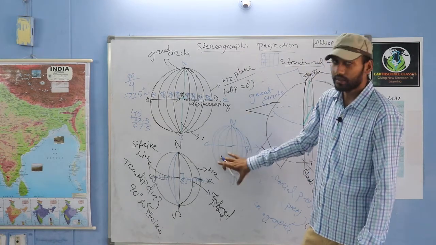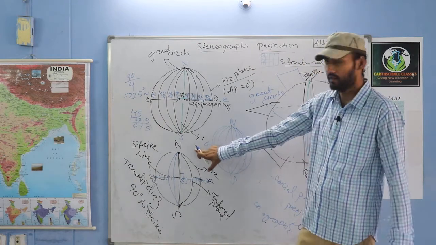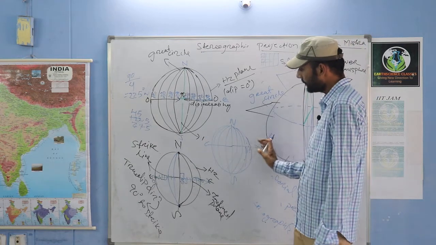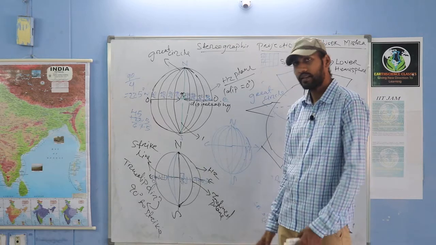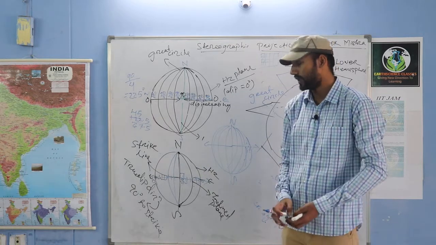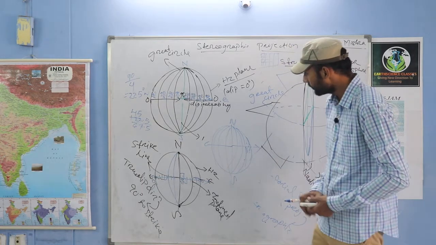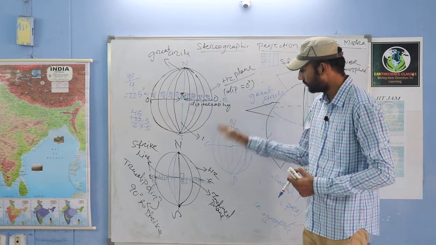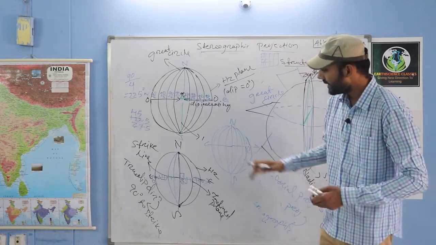And all these great circles have a strike of north-south and dip either east or west. This side is dipping east, this side is dipping west. So you can plot planes. I will describe how we plot planes on the stereo net in the next video. In this video I am only generalizing how we get great circles. Okay, now these are the great circles.